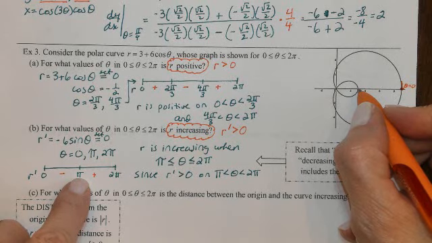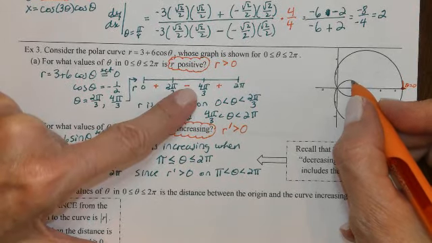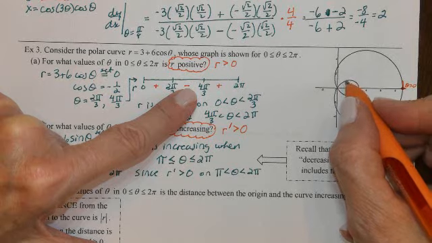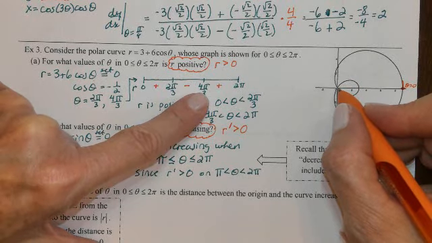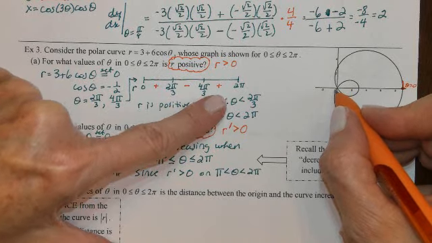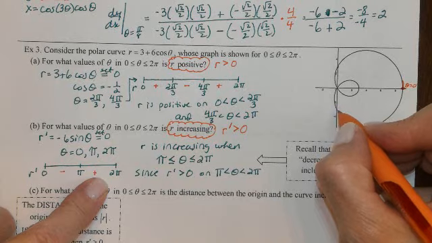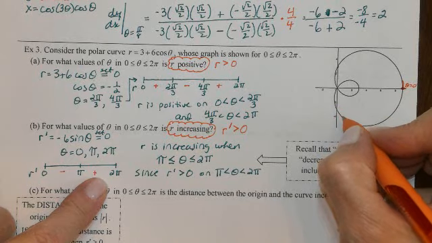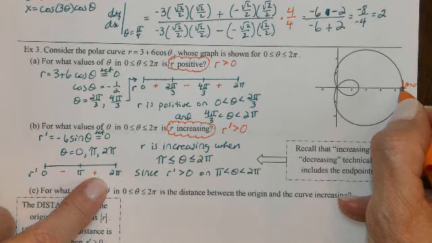Because after that, r begins to increase. It gets less negative and less. It's still negative, but it's going towards the positive. And now right here at 4 pi over 3, we reach r equal to 0. And then r becomes positive, and r continues to increase, increase, increase, until we get to 9 again.